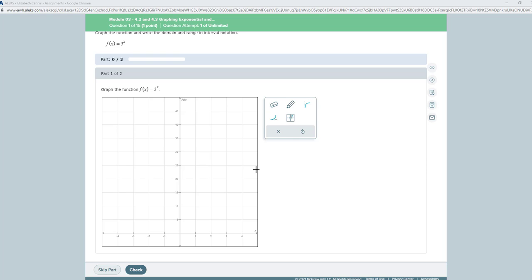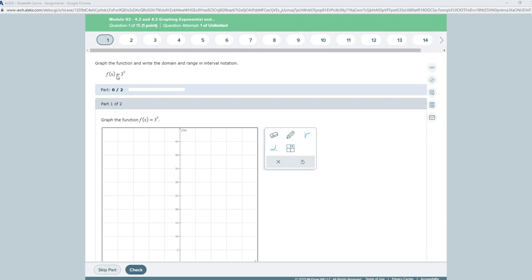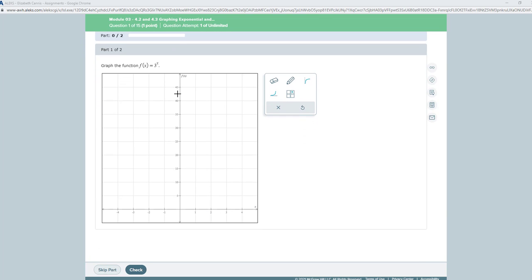Homework in ALEKS, and so I'm looking at assignments from 4.2 and 4.3, that's graphing exponential and logarithmic functions. So this wants us to graph this function, 3 to the x. So if we're going to graph it, I need to plot a few points. If you look at the tools that they give us, there's two different tools.